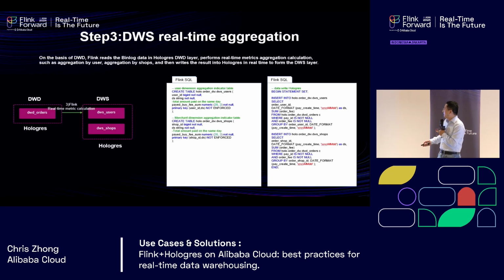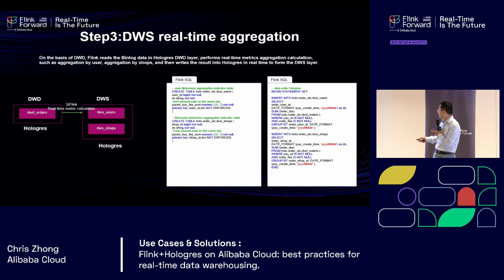Next, we build the DWS aggregation tables. Yeah, we have two aggregate tables. One is the users dimension and another is the shops dimension. And we can do the aggregation according to our business logic.